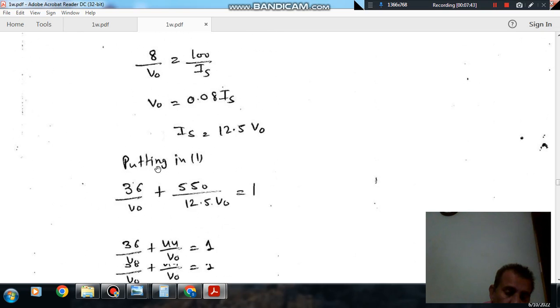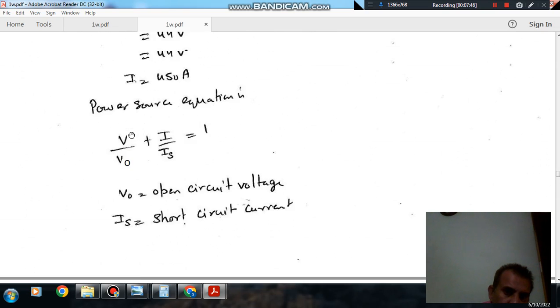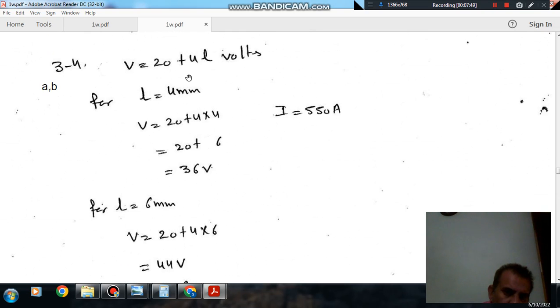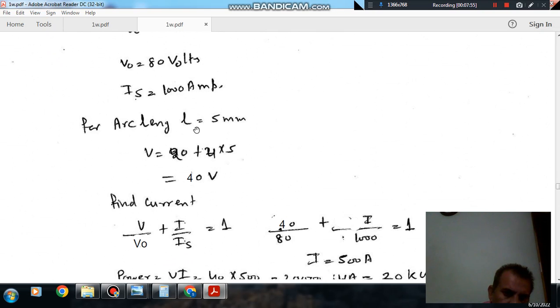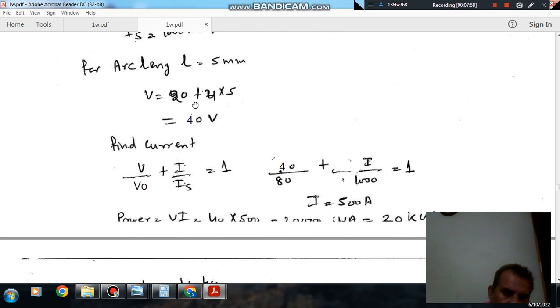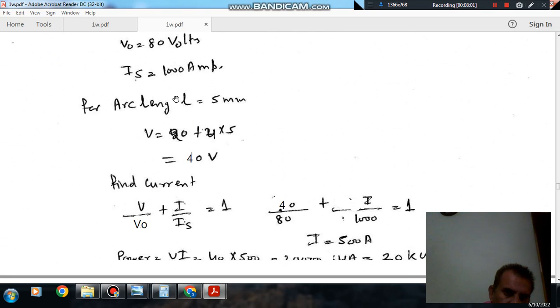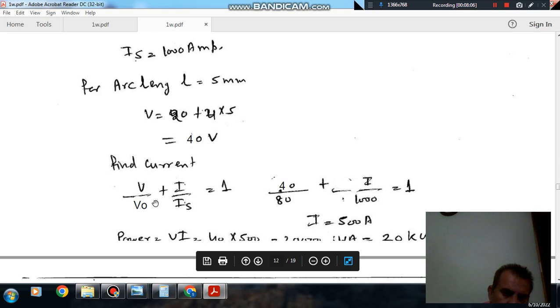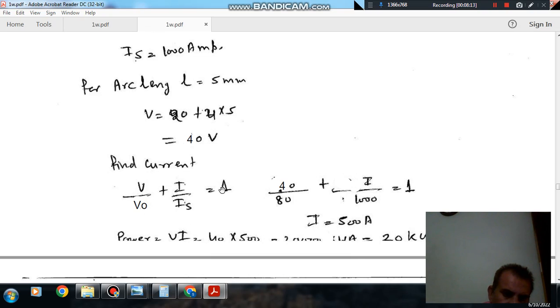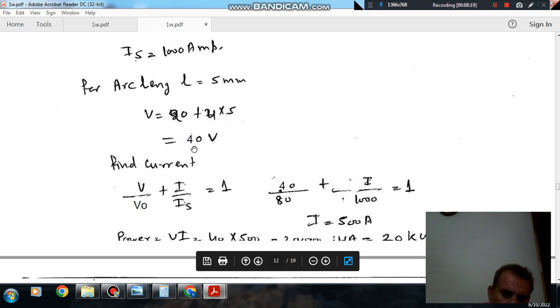Now from the given characteristic equation of the arc, that is V is equal to 20 plus 4L, we can find out the arc voltage also for length 5 mm. So that is 40 volt. Now we have found V naught and IS, so we can put in these values and the value of V, and find the current. The current can be found by V by V naught plus I by IS is equal to 1. So I is your 500 ampere.